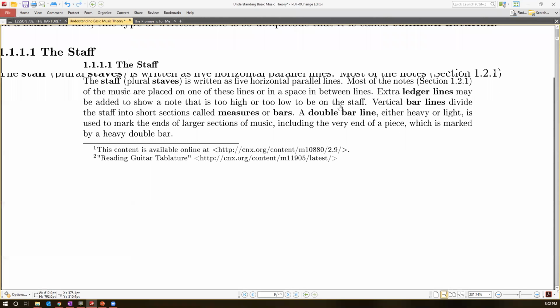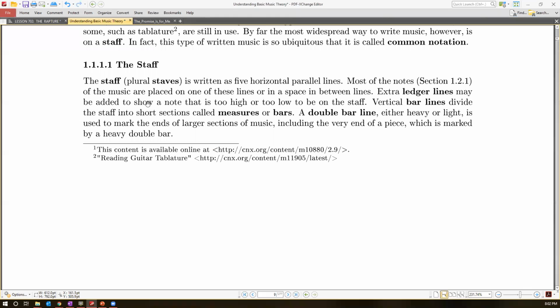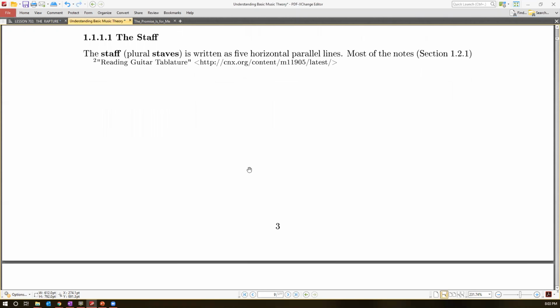Extra ledger lines may be added to show a note that is too high or too low to be on the staff. Vertical bar lines divide the staff into short sections called measures or bars.